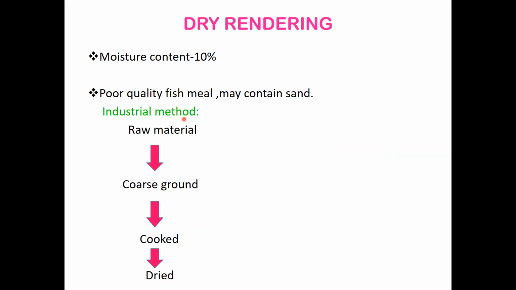Then what about the industrial method? How are we producing the fish meal? In the traditional method, we simply take the raw material, the fish, dry it, and after drying we do grinding and pulverizing. So that is the fish meal.